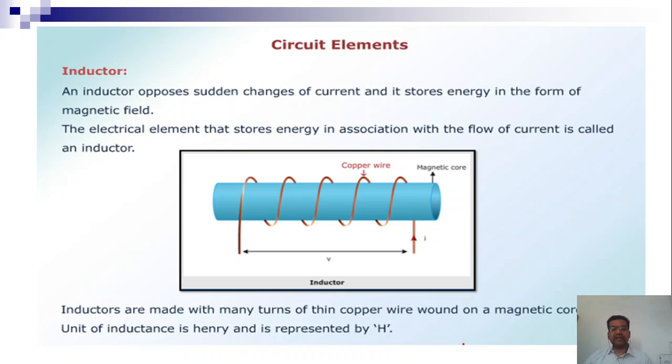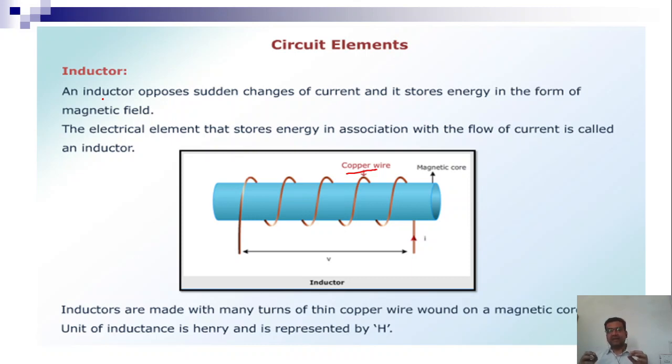Not only copper, here he has given it in terms of copper wire, but an inductor can be made with other materials also. Actually, the inductor opposes the sudden change of current through it. It stores the energy in the form of a magnetic field, an electromagnetic field form. I'll let you know how it becomes stored energy. An electrical element that stores energy in association with the flow of current is called an inductor. You can define inductor like this.